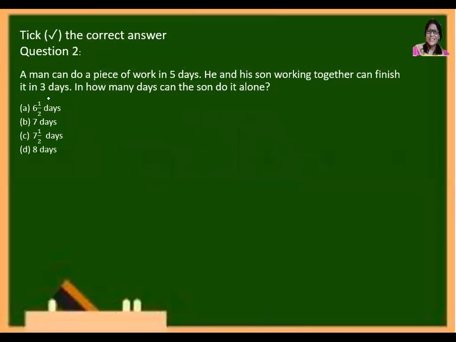Question number 2. A man can do a piece of work in 5 days. He and his son working together can finish in 3 days. In how many days can the son do it alone? Options are 6.5, 7 days, 7.5, 8 days. So, man's 1 day work, how much? 1 by 5.